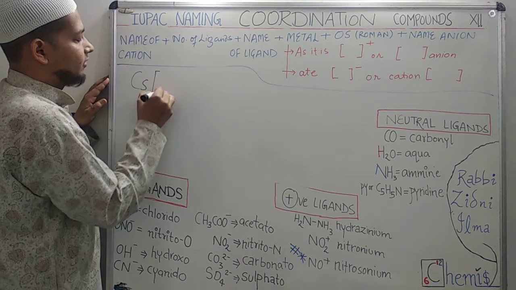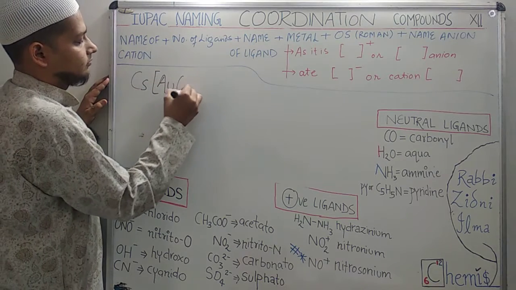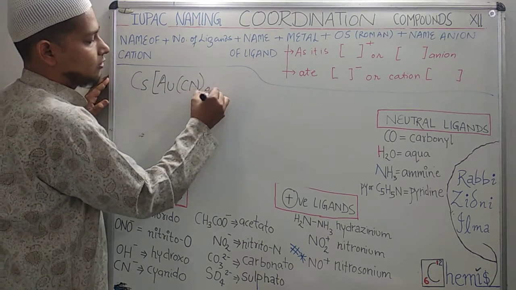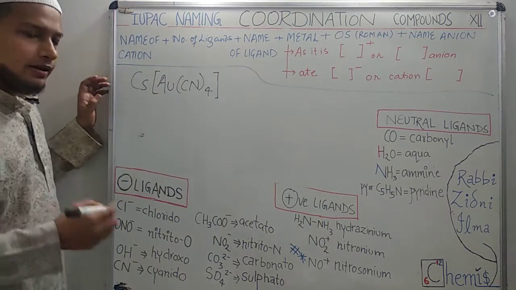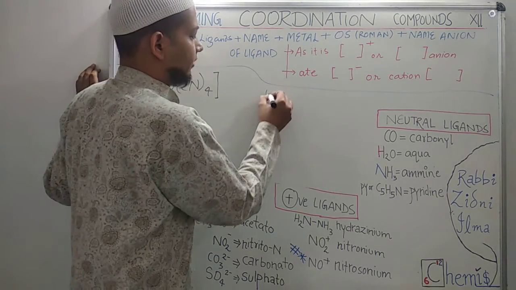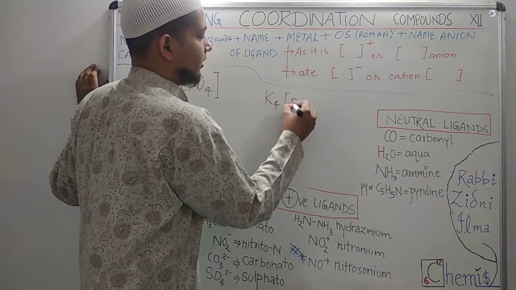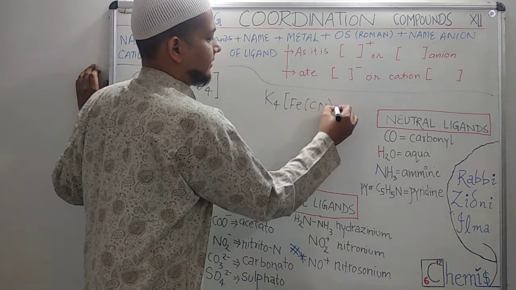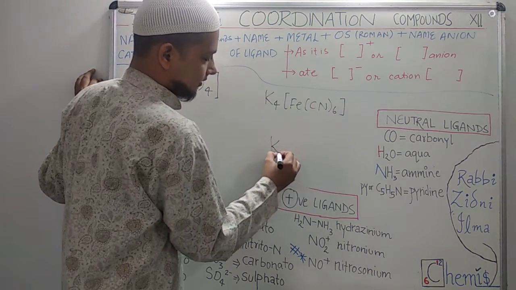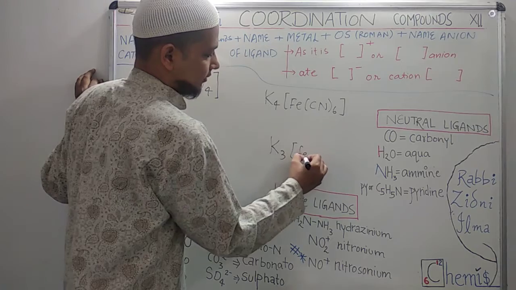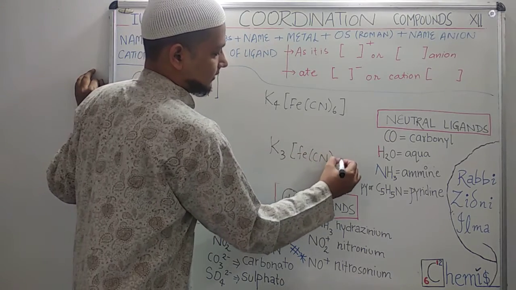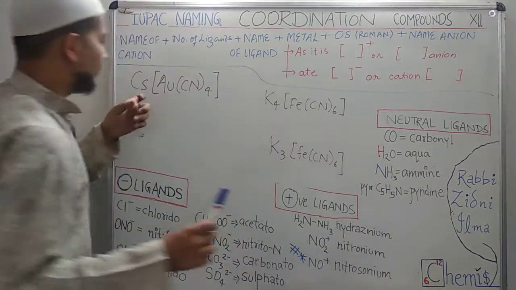Somebody tell me the name of this compound. It is a complex of gold. And after this, you can try this also. K4[Fe(CN)6] or its little brother K3[Fe(CN)6].